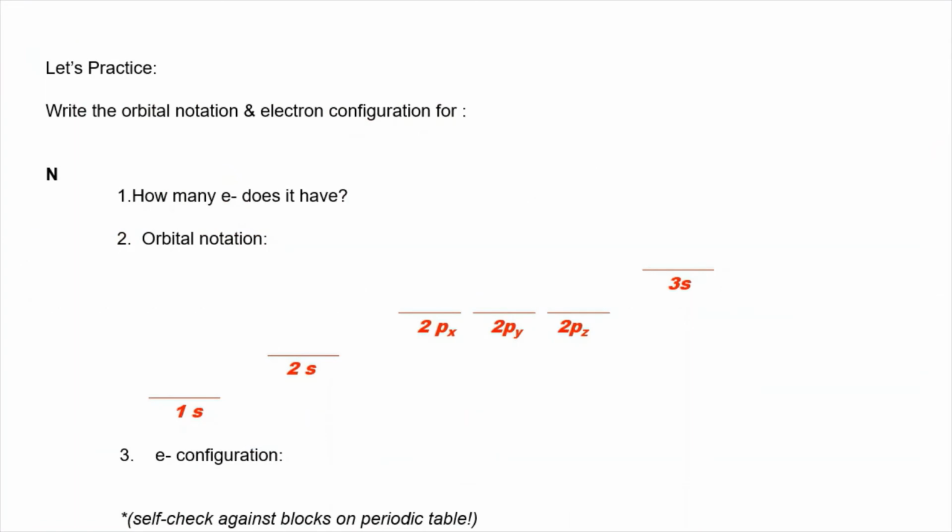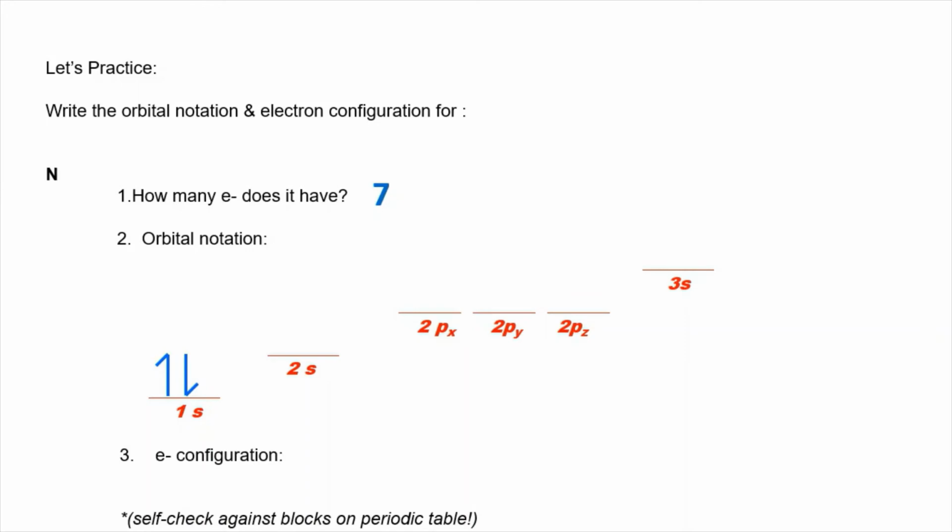Looking on the periodic table, we see that its atomic number is 7. So we need to place 7 electrons in this orbital diagram. Well, we know from the Aufbau principle we need to start at the lowest level first. So we're going to start with 1s, and 1s can hold 2 of those 7 electrons.